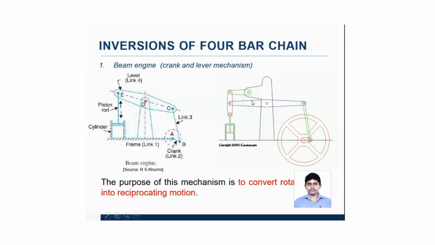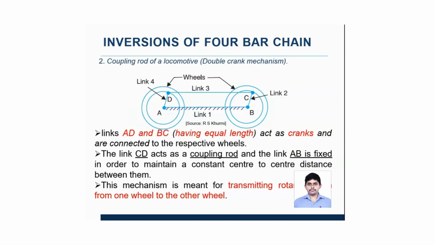These are the different links. When we fix different links we get the output like this. Here a rotation takes place. Because of the rotation the beam oscillates. Because of the oscillation the piston reciprocates. Because of the piston, this link will start rotating with the help of this fixed beam. So this is the beam engine, also called a crank and lever mechanism.